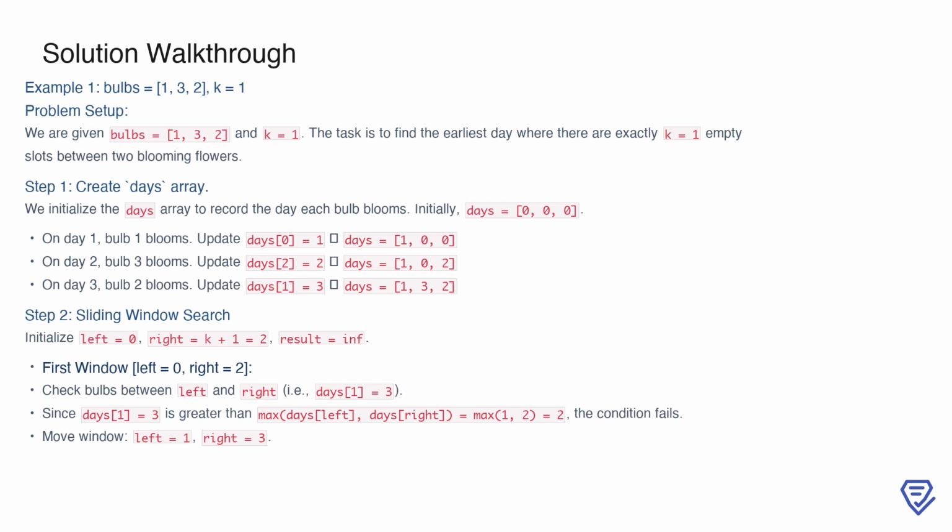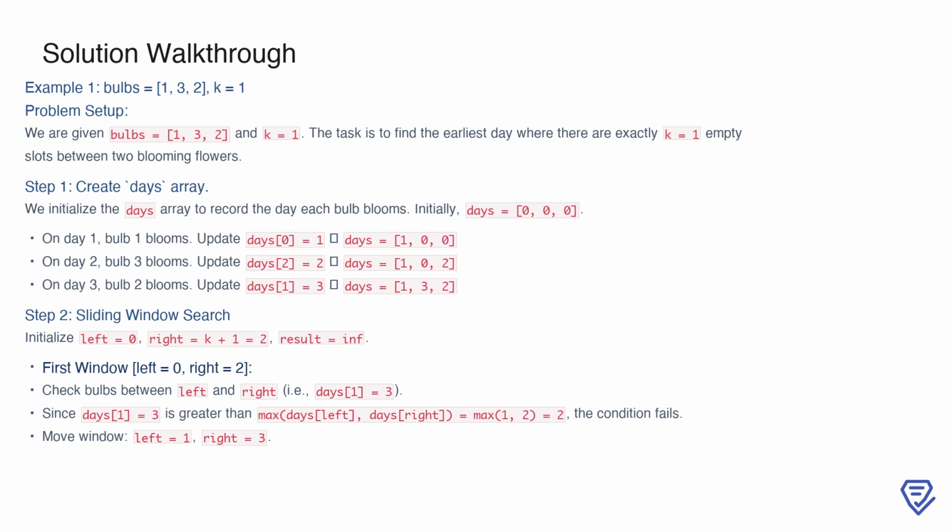The window is initialized with left equals 0, right equals k+1 equals 2, and result equals INF. For the first window, we check the bulbs between the left and right indices, which means examining days[1] equals 3. Since 3 is greater than the maximum of the bloom days at the left and right ends, which is max(1, 2) equals 2, the condition fails.